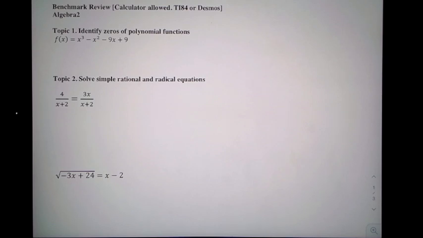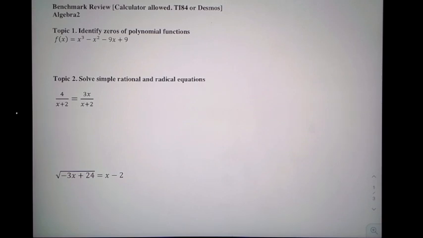So I had a meeting with my supervisor and she said there's going to be a benchmark test next Monday. So today I prepared a benchmark review session. On Monday, you need to take the benchmark. That's only for one day, and you can choose your time. If you don't take it on Monday, there's no way to make it up. So you should take it on Monday.